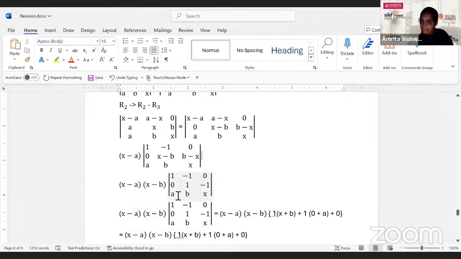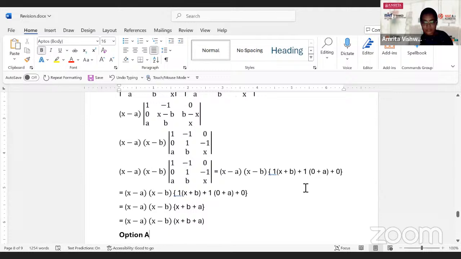So you have x minus a, x minus b, 1 into this is x minus minus b, that is plus b, minus minus 1 becomes plus 1. Then this is 0 into x, it's gone, minus minus a, that is plus a. So here there is an a, here there is an x plus b plus a. So we got the answer x minus a, x minus b, x plus b plus a, which is option A. I think the students have typed option A only here. Yeah, it is option A.